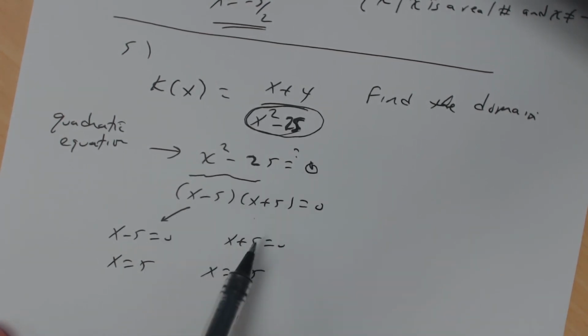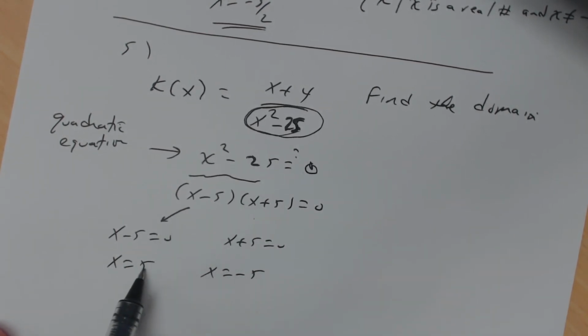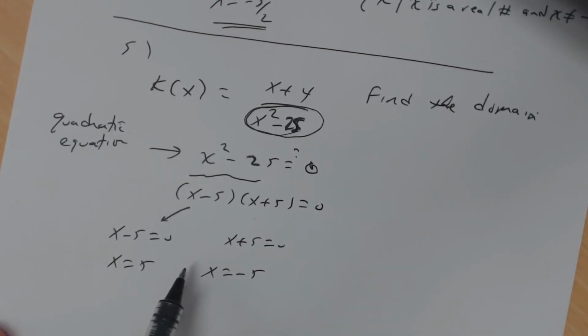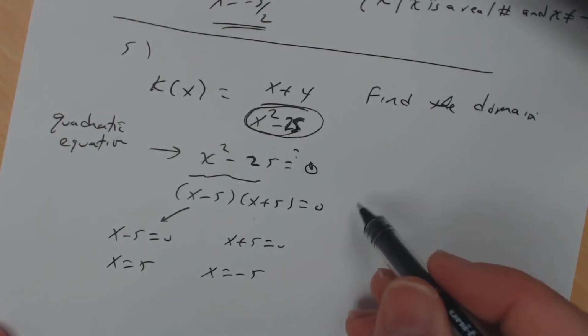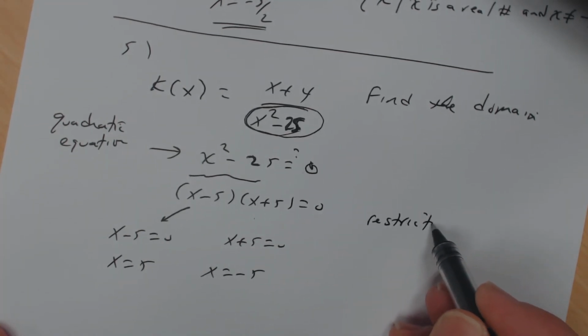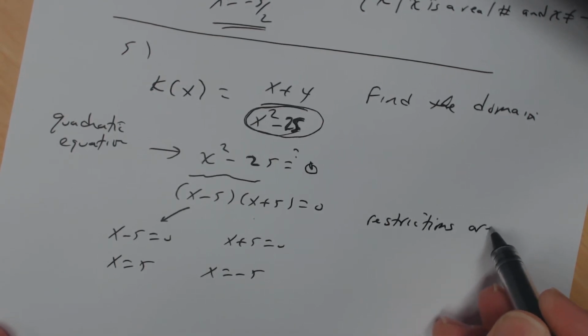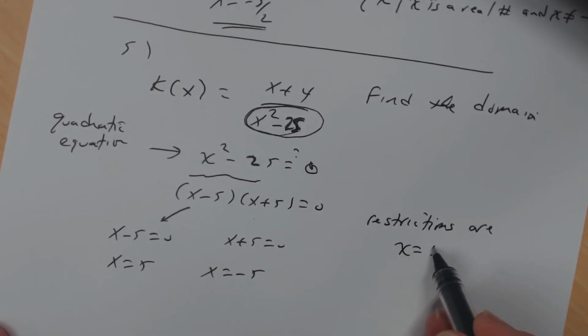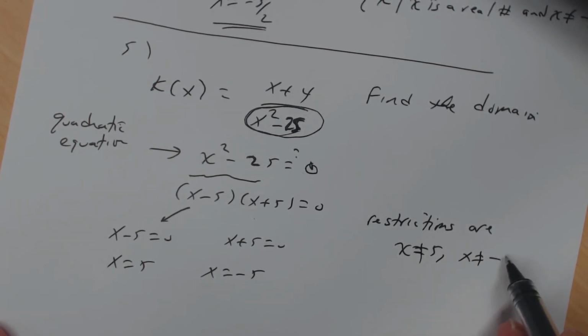That's where we're at right now. And these are my restrictions. Those are my restrictions. So you would say your restrictions are, there are two of them here. x cannot equal 5, and x cannot equal negative 5.